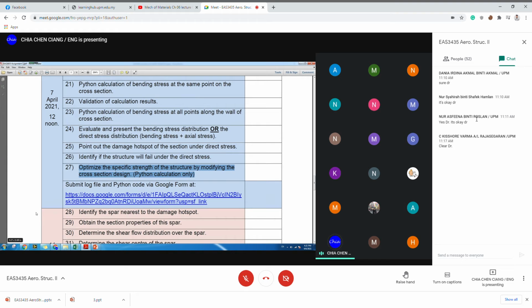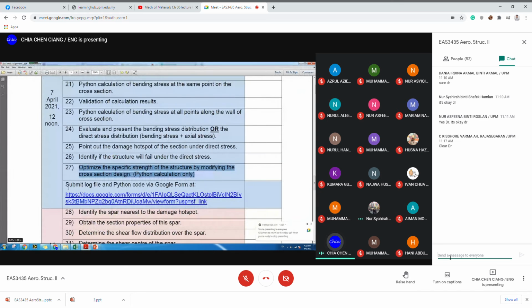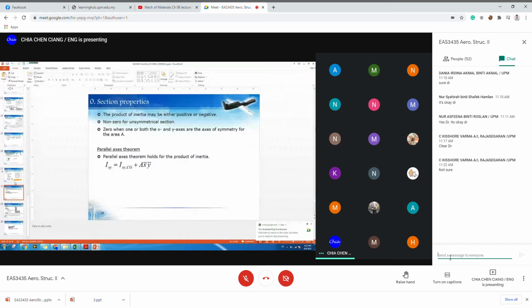How do you do this? How do you optimize the specific strength? Idea? Any idea? No one seems to ask me about this one. Try and error maybe. Okay, try and error. Definitely, yes, we need to try and error.